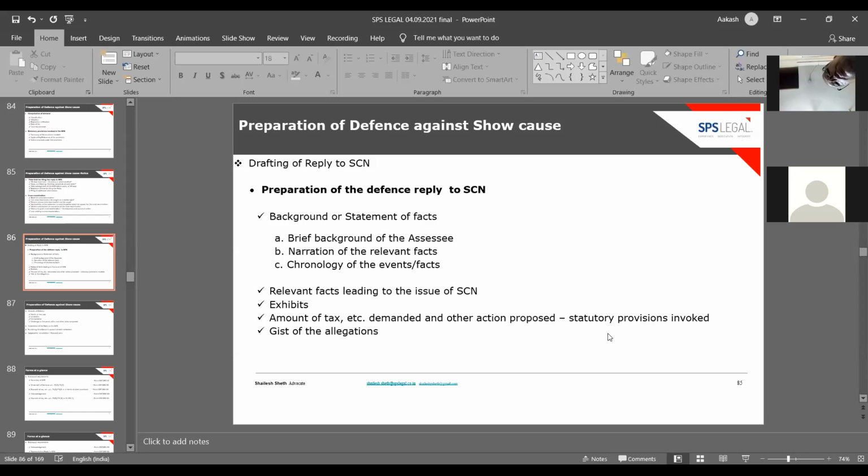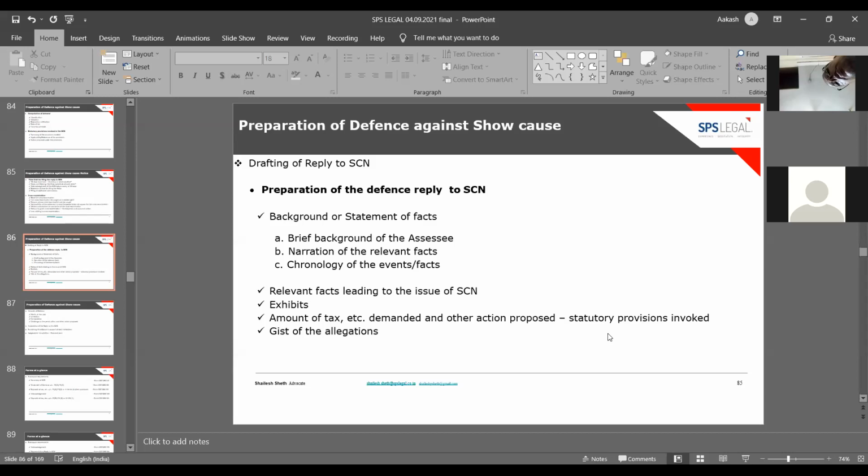Exhibit all the documents. Never assume that if I have to rely upon the return, ultimately the GSTR-1 return is available on the portal to the officer, so why should I annex the copy? He is not going to take out or have a look at the GSTR-1 merely because it is available on the portal. Take the printout and file it along with the reply. Ideally, when the show cause notice is taken up for the defense reply, one should also narrate the chronology of the events.